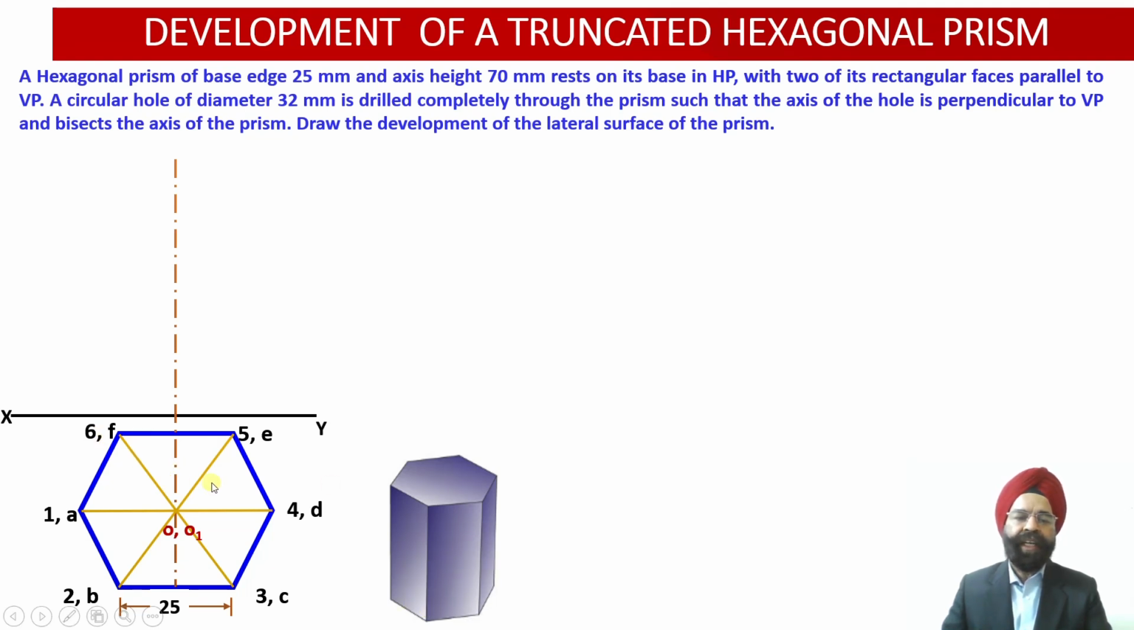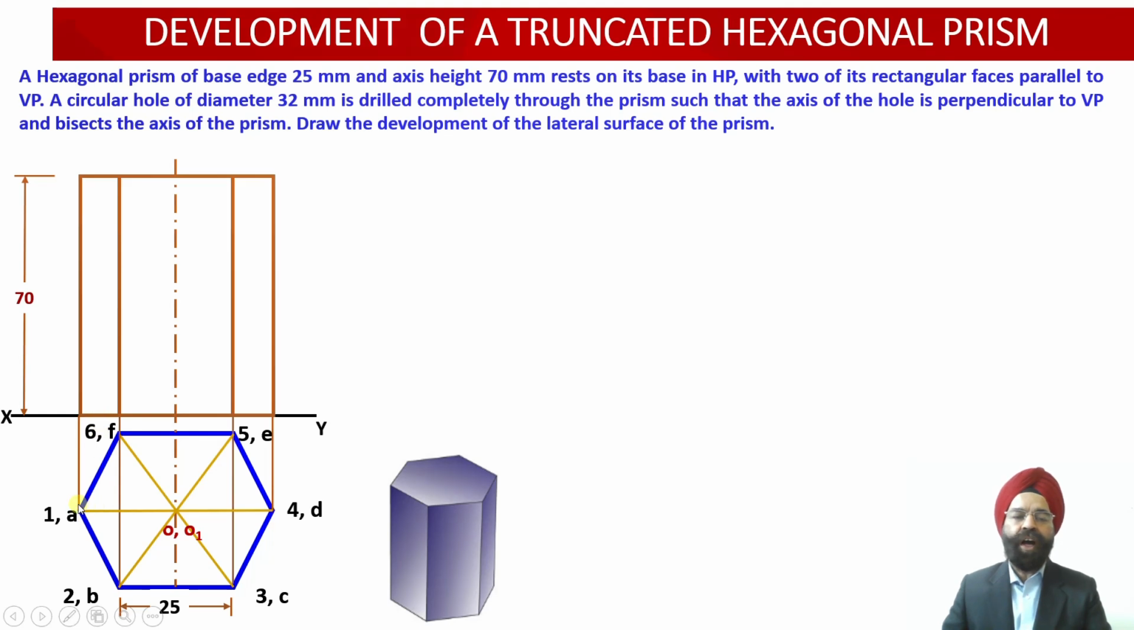Now having obtained the top view projections of this hexagonal prism, let us proceed to evaluate the front view projections. Here from the axis points O and O1, we have drawn the projections of the axis into the elevation projection view. Now we know that the height of the axis of this hexagonal prism is 70 mm. So now we mark the axis height, equal to 70 mm, in the elevation projection view.